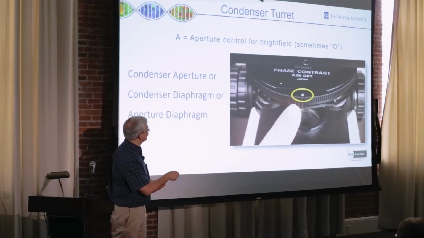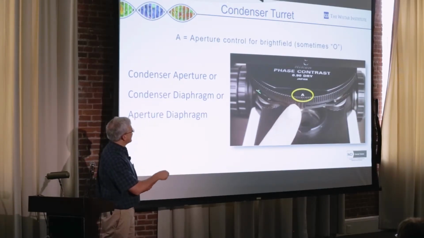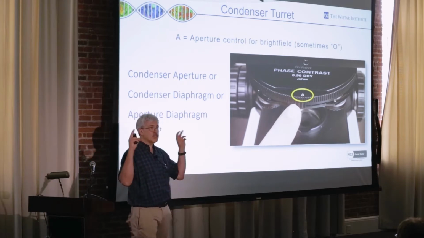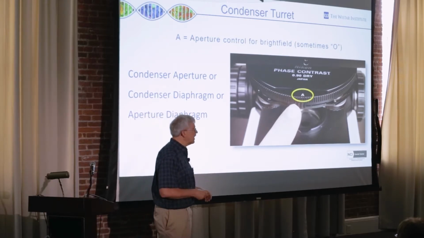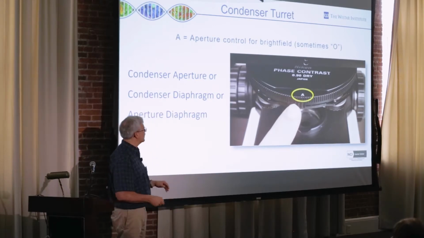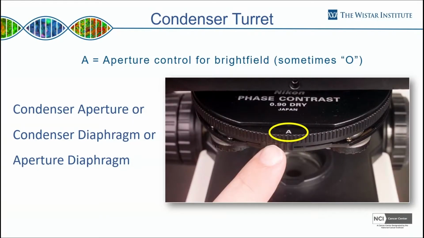So again, just showing you the parts. On a condenser, you're generally going to have some kind of a turret like this. You'll have an A or an O for aperture or open. It's kind of the same thing. And then maybe a 1, a 2, a 10, who knows what's on there, all different things. You just have to figure out for each scope what it is that's there. But the A stands for aperture in this particular case.